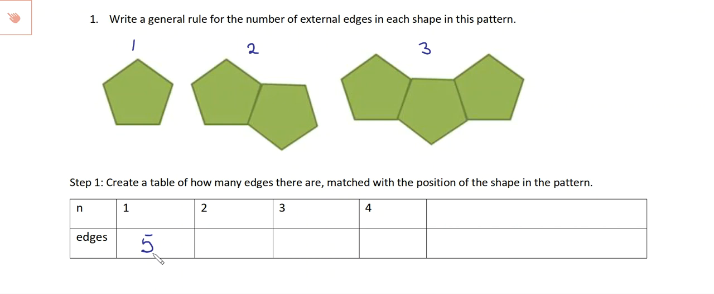Nicole, would you like to tell me how many edges there are in the second pattern? 8. Or let other people get to the same stage. Nicole, how many? I'm going to put a little dot where I start. 1, 2, 3, 4, 5, 6, 7.